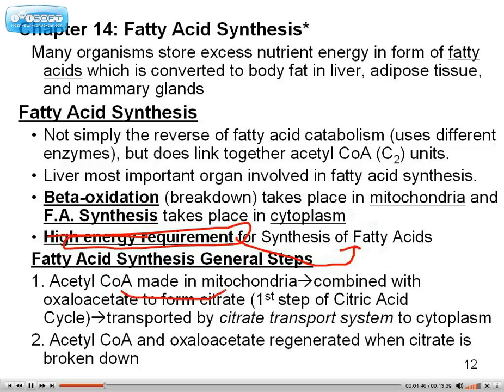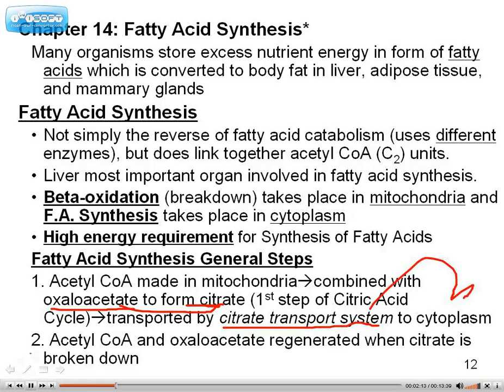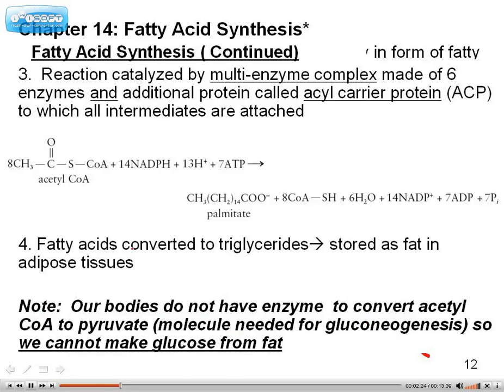Although the acetyl-CoA is made in mitochondria, it needs to be transported to the cytoplasm. So the first thing we need to do is get the acetyl-CoAs into the cytoplasm. What happens is the acetyl-CoA binds with available oxaloacetate and forms citrate. The citrate is then transported by the citrate transport system. We don't have enough time to go through that, but it's transported to the cytoplasm in this form. So make sure you know that. The acetyl-CoA and oxaloacetate are then regenerated back into their original forms when the citrate is broken down.